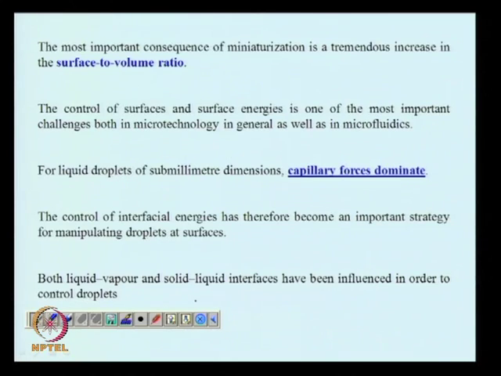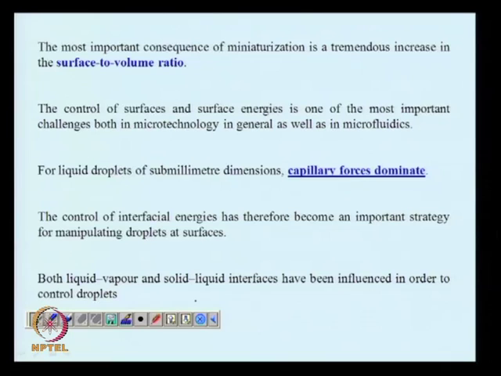We all know that the important consequence of miniaturization is the rapid increase in the surface to volume ratio. Now, one of the major focuses of research for a very long time is how do we control surface energy and the surface forces. When the system size becomes smaller, we know that the capillary forces would dominate, which is a function of the surface tension. So, how do we change the surface tension?